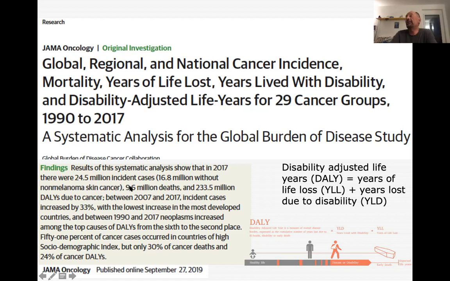So we are talking about a disease that causes 10 million deaths worldwide. And interestingly, between 2007 and 2017, incident cases increased by 33%, with the lowest increase in the most developed countries. And between 1990 and 2017, neoplasms rose among the top causes of DALY from the 6th to the 2nd place. This is something very important.